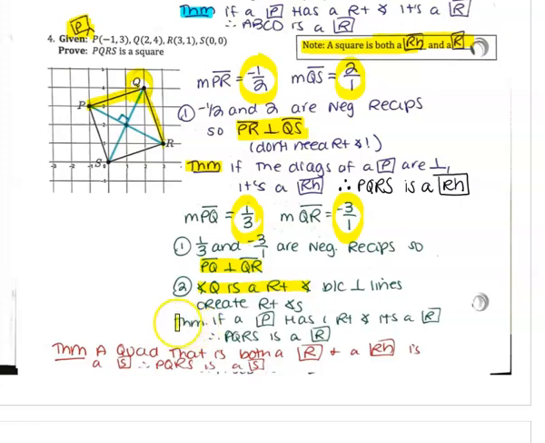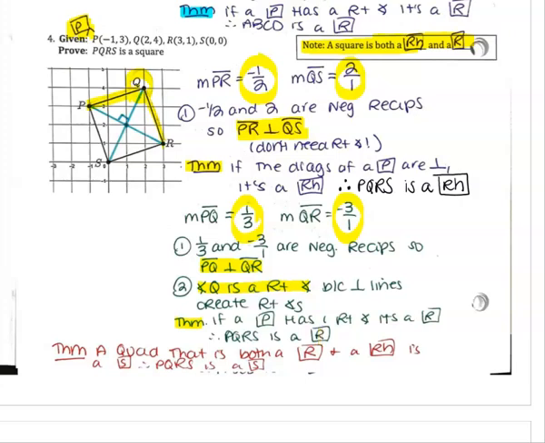I tie it back to my theorem. If a parallelogram has one right angle, it's a rectangle. Therefore, PQRS is a rectangle. Okay, so notice how I did two little mini proofs in here. I did a proof of a rhombus and I did a proof of a rectangle.